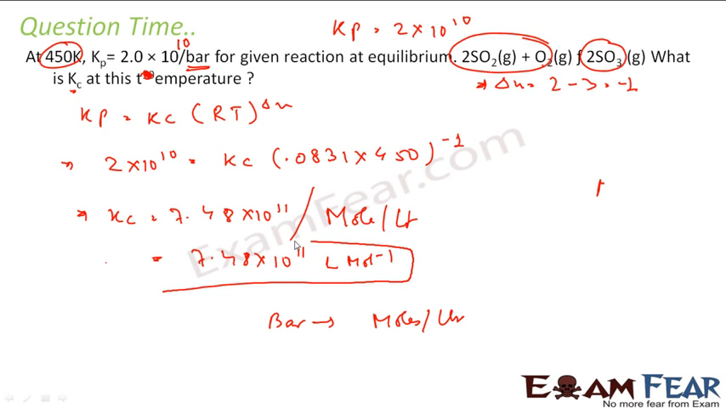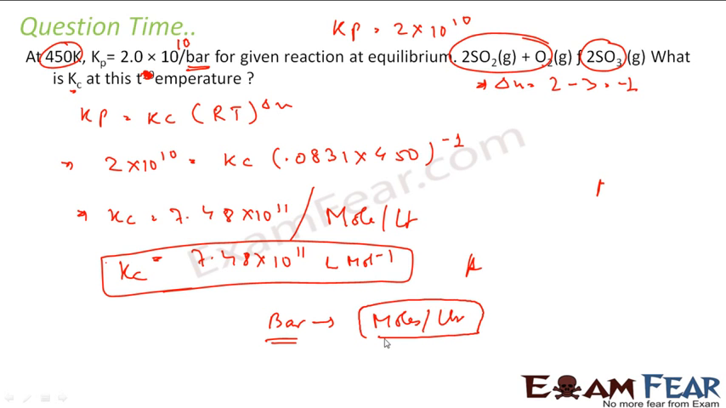Same thing. Please note the unit, you have to take care. So if the Kc is in moles per liter, Kp will be in bar. If it is moles per liter square, it will be bar square. If it is per mole per liter, it will be per bar. So every time moles per liter has to be replaced with bar. Correct? So in this case it was bar to the power minus 1, so it became moles per liter to the power minus 1.